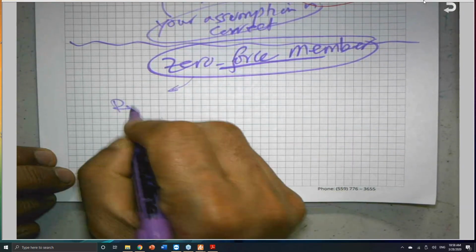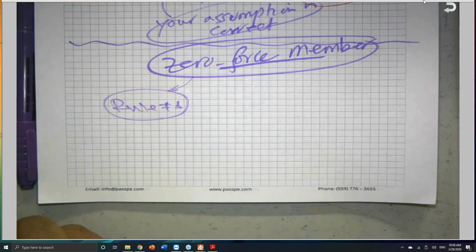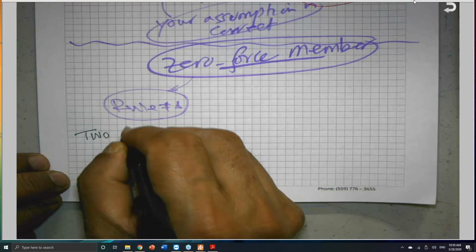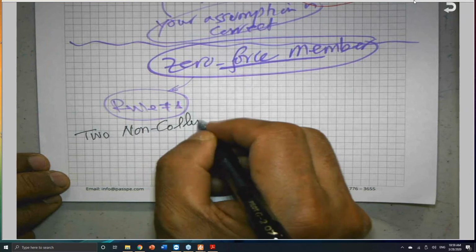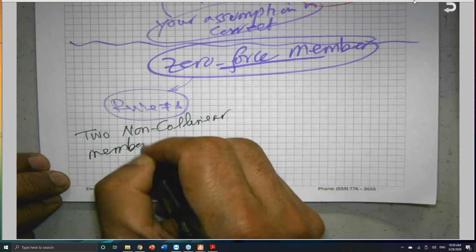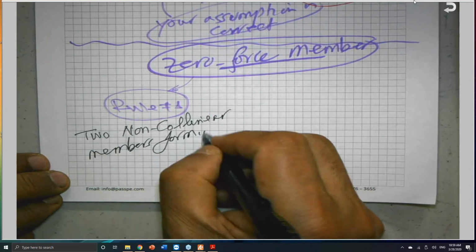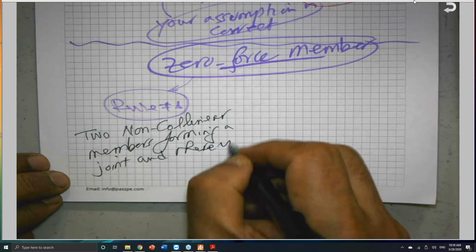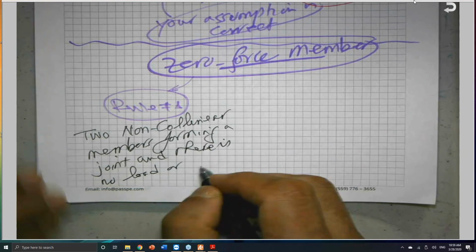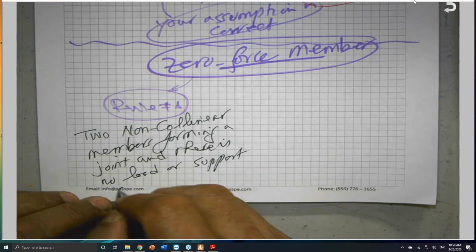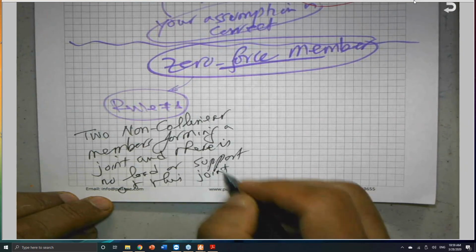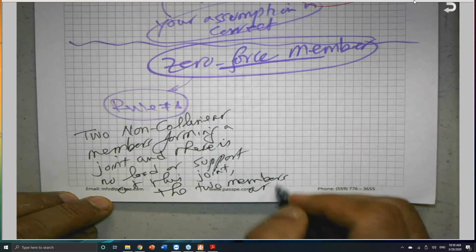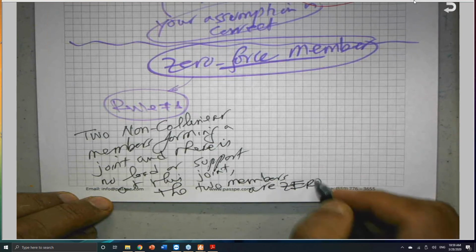Rule number 1 says the following. To determine the zero force members: if you have two collinear members forming a joint, and there is no load or support at this joint, the two members must be zero force members. This is rule number one.